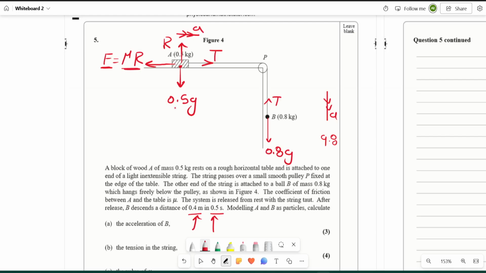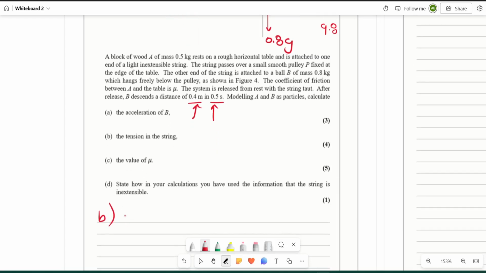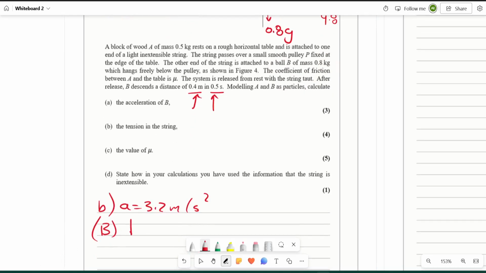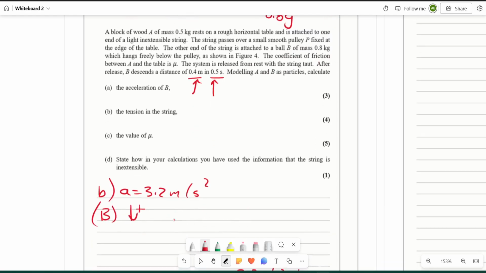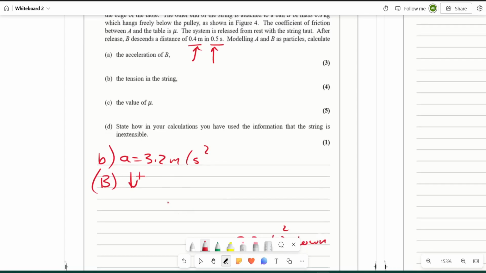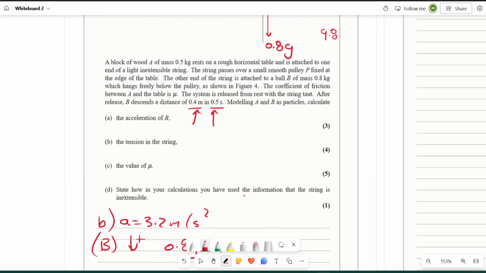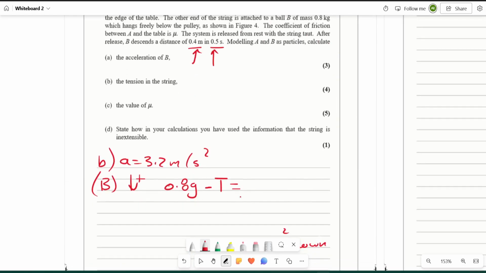Now to find the tension in the string, we already have the acceleration, which is 3.2 meters per second squared. What I can do is write the equation of motion for B, taking downwards as positive. Here I don't have a choice, I have to follow the acceleration. So it's going to be 0.8g minus the tension is going to equal, that's it, these are the only two forces. So the sigma forces is going to equal mass, which is 0.8, times the acceleration, which is 3.2.